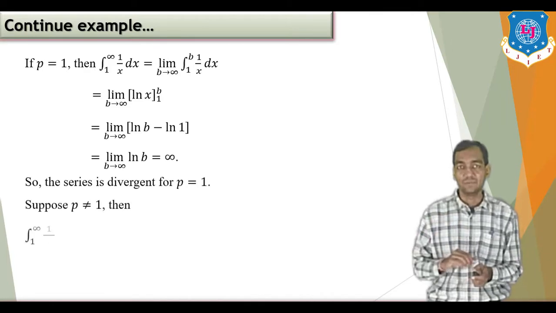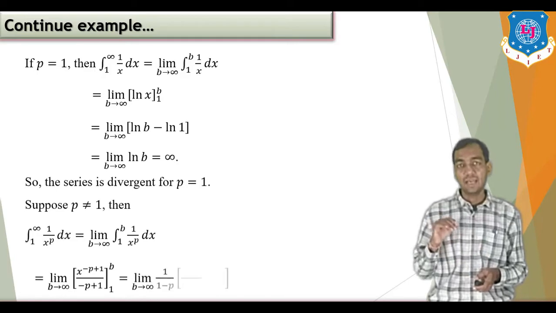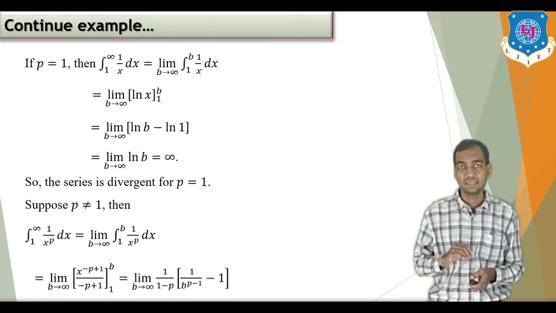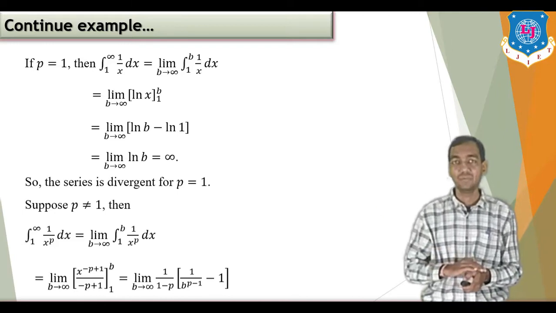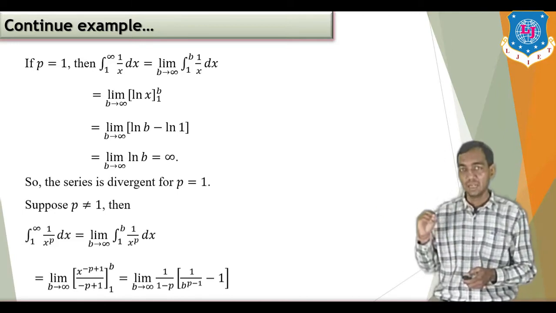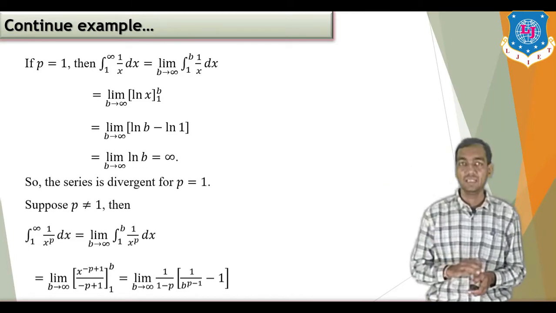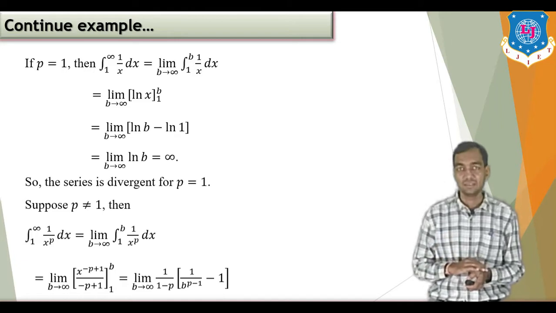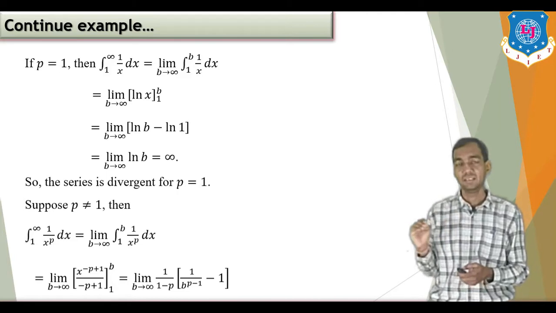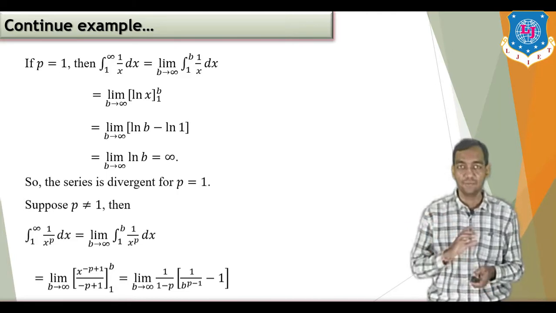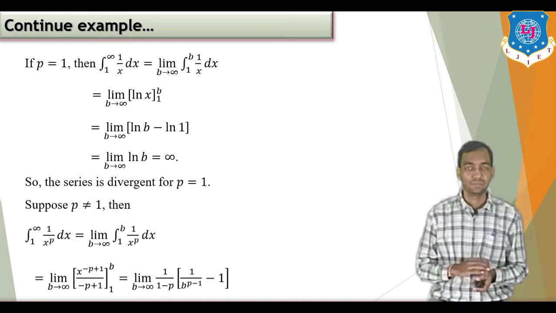If P is 1, then the integral from 1 to infinity of 1 upon x raised to P, that means 1 upon x dx, is an improper integral, and we replace infinity by b. So you have the limit b tends to infinity of the integral from 1 to b of 1 upon x dx. The integration of 1 upon x is log x, and substituting the upper and lower limits and then applying the limit b tends to infinity gives the answer infinite. So for P equal to 1, our series is divergent.